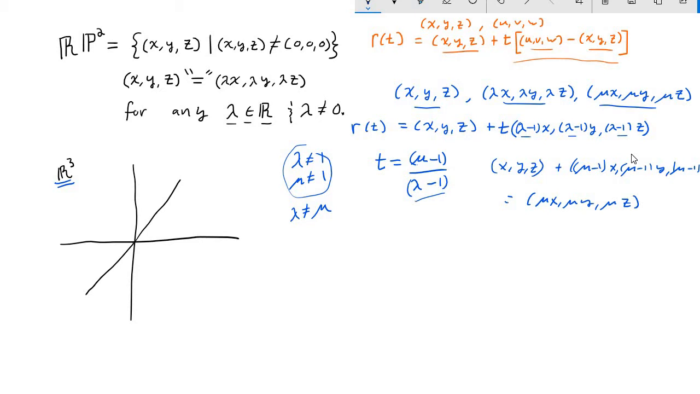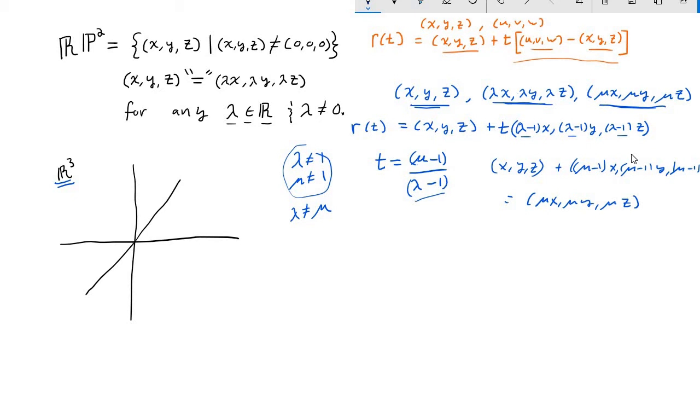So what this tells us is that for any choice of multiplying constants, if I take the point x, y, z, any choice of multiples of those points are all going to lie on the same line.